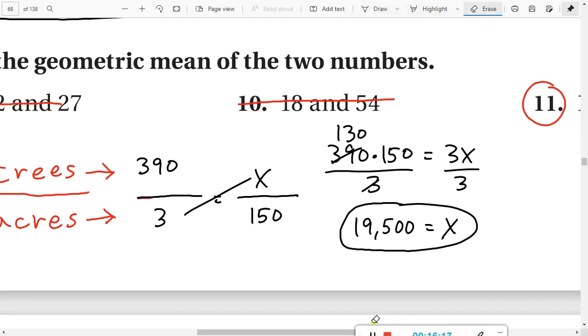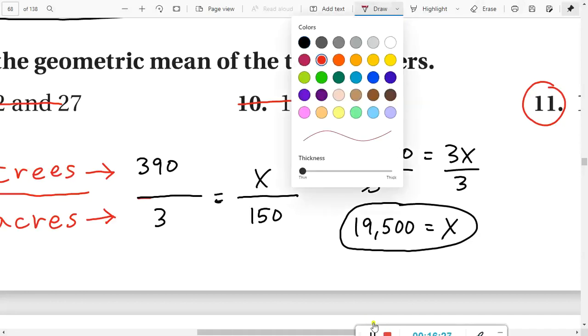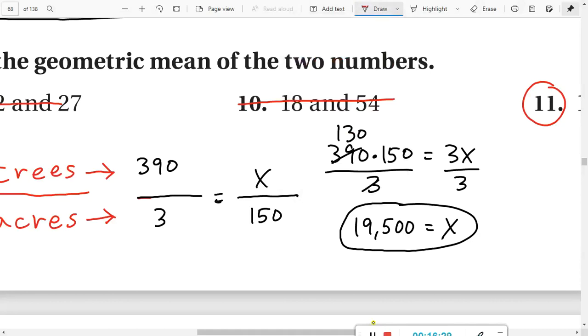Once again, you could have taken the shortcut if you recognized that to go from 3 to 150, you multiply by 50. So you can also do 390 times 50 in order to get x, and you'll still get 19,500.